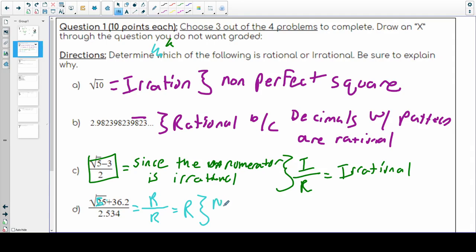So because numerator and denominator are integers. No, it doesn't even matter because they're both rational. I should have kept that there. Are rational. Okay? And we know a rational divided by a rational is rational.